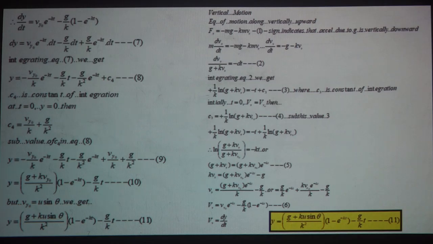And this minus sign indicates that the acceleration due to gravity is vertically downwards. And I introduce this minus mg, which is the force in the downward direction. So that is minus mg. Then m dv by dt is equal to minus mg, that is the vertically downward force, minus kmVy.